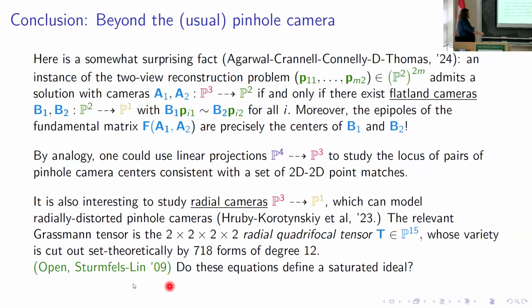This was also studied by Sturmfels and Lenz, but the paper ends with an interesting question, which is, do these 718 equations actually generate a saturated ideal? As far as I'm aware, this has not been answered. So I'll end with that, and feel free to ask some questions.